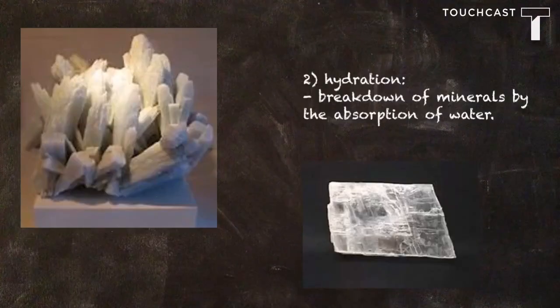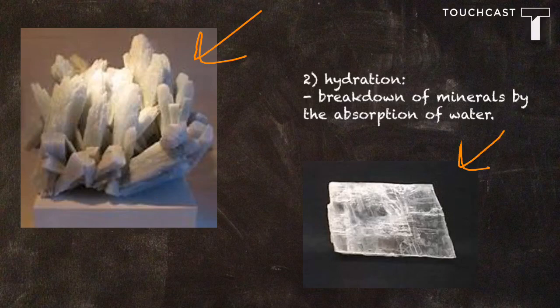The second kind of chemical weathering is what we call hydration. And hydration is really just the breaking down of minerals by the absorption of water. And the pictures that I have here is of a mineral called anhydrite that when it comes into contact with water, it will break down into gypsum, which is a mineral that we just observed during our mineral unit.